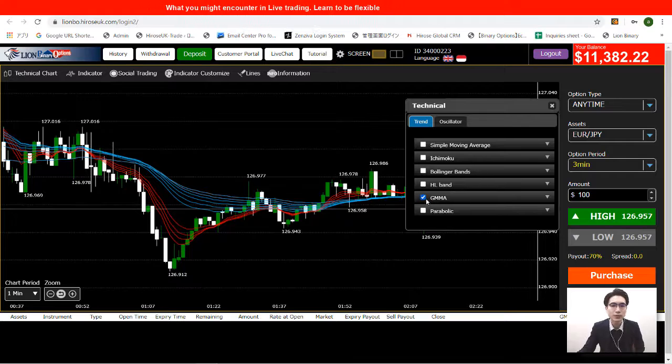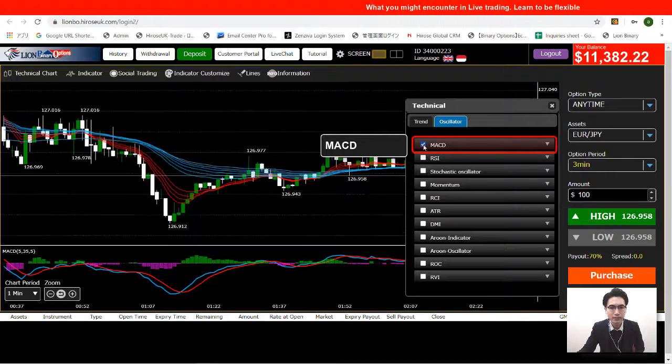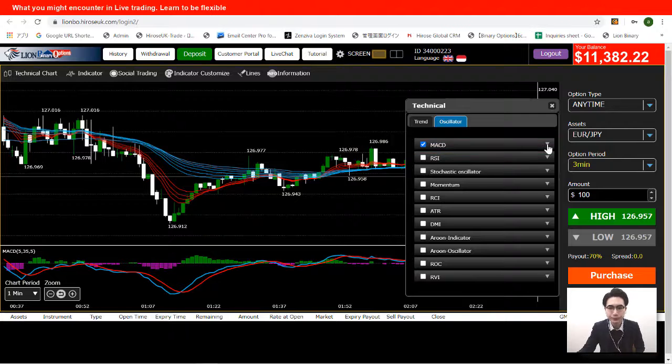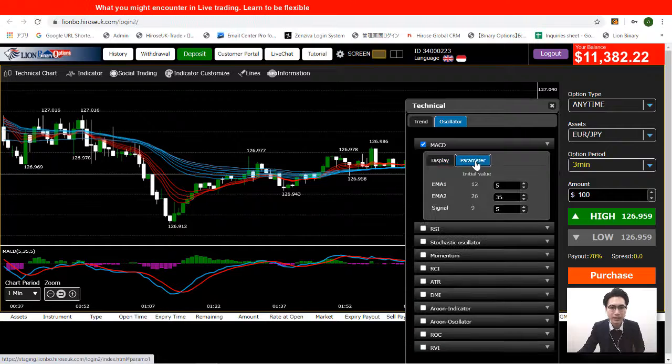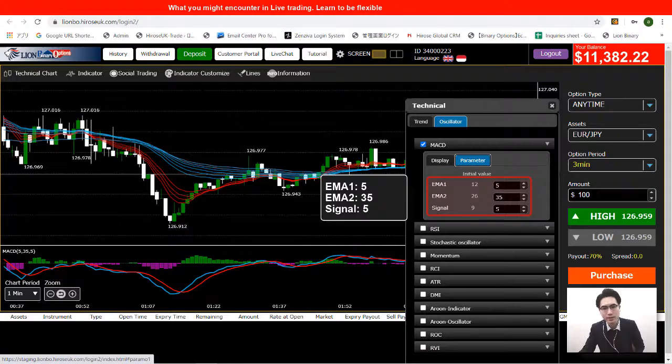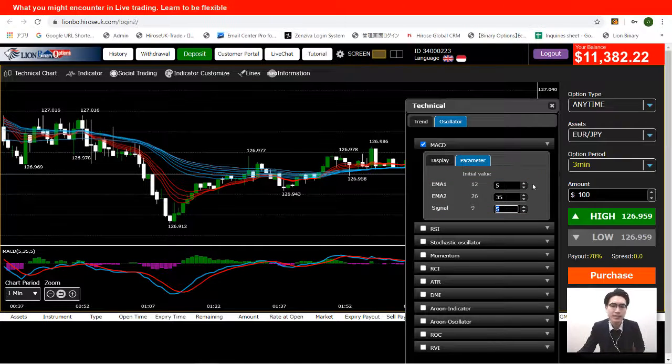Next we'll go to the oscillator. We'll choose the MACD. Put a tick on MACD, and then open the drop down for MACD as well, then go to parameter. For parameter we're using a 5, 35, and 5 parameter. So EMA 1 is 5, EMA 2 is 35, signal is 5. Now that's all set. That's all the indicators that we need for now.